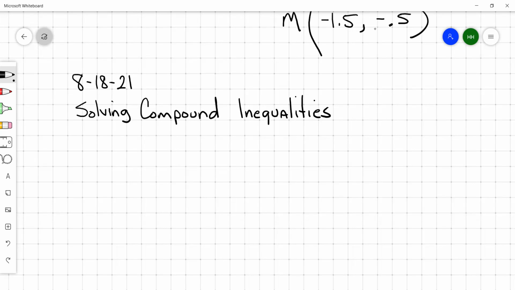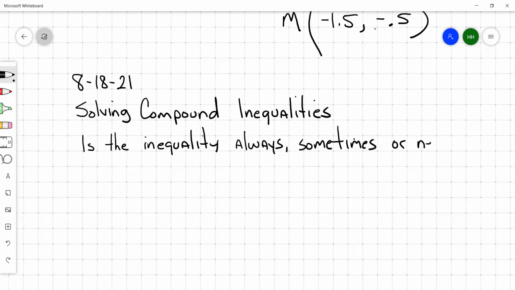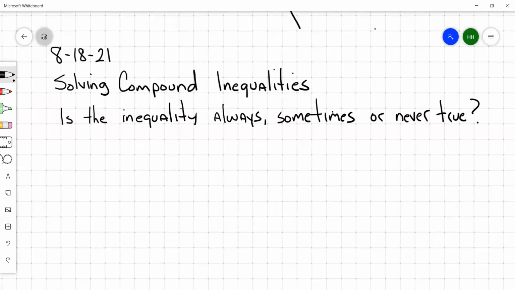It's the old always, sometimes, or never true thing that we touched on last week. We didn't really get into it. There will be some questions on your quiz this week. So some of your first examples here, you're going to be asked in your assignment: is the inequality always, sometimes, or never true? And then you're going to be given an inequality.